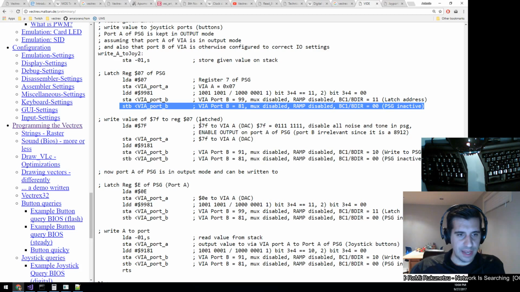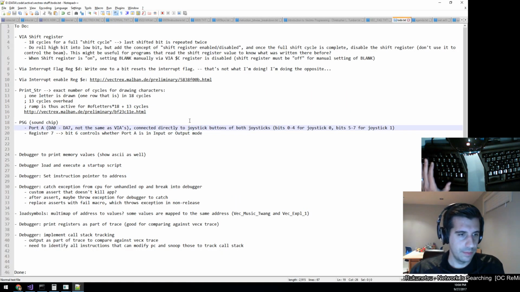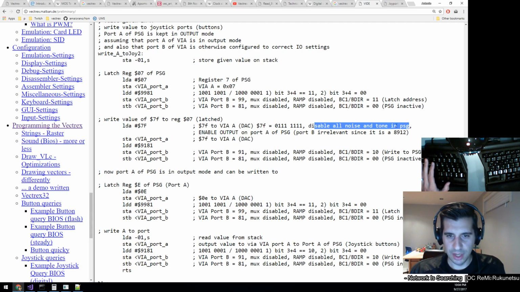Okay, so now we know register 7 is latched. We want to write a value of 7F to register 7. So we put the 7F into A. So he says here 7F to via A DAC. 7F is 01111. Disable all noise and tone in PSG. Okay, so this is like making sure to disable the audio. Enable output on port A of PSG. Port B is irrelevant since it is at 8912.